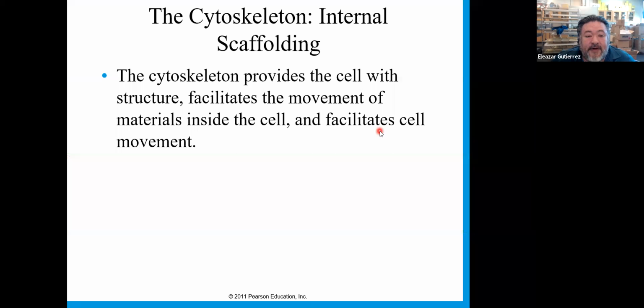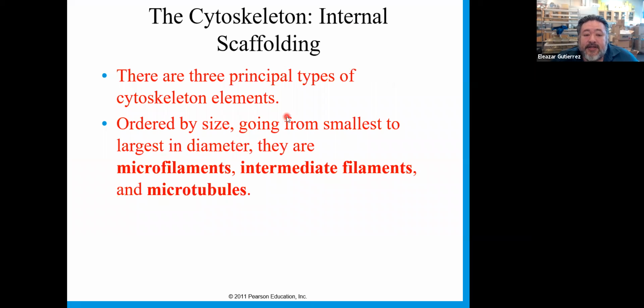I can't. Okay, fine. So, the cytoskeleton, as the name implies, is internal scaffolding. It provides the cell with structure, facilitates the movement of materials inside the cell, and facilitates cell movement. There are three principal types of cytoskeletons. You should know this. Going from smallest to largest: microfilaments, intermediate filaments, and microtubules.